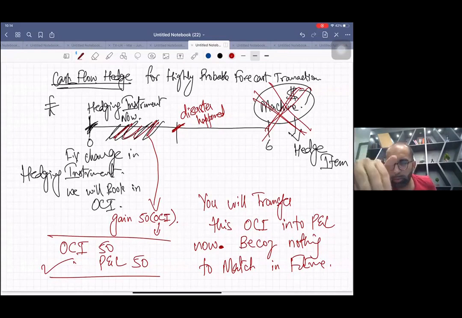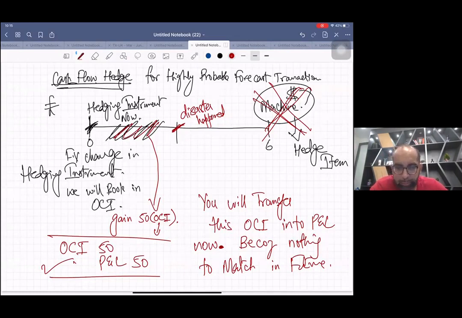because we need to match in future. Now in the second line, you will write the application: as this highly probable forecast transaction is no longer expected to occur, all the previous OCI gain or loss of the hedging instrument will be transferred to P&L immediately. And if you want to write the logic, you can write this: because there is nothing to match in future. That's it. Be relevant.